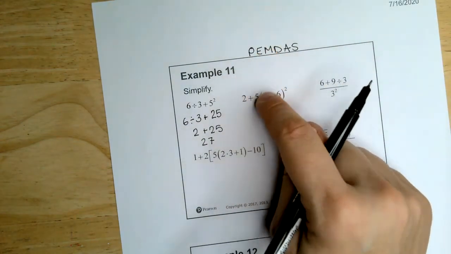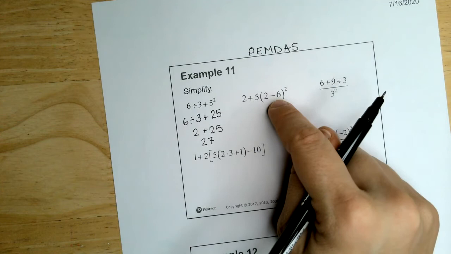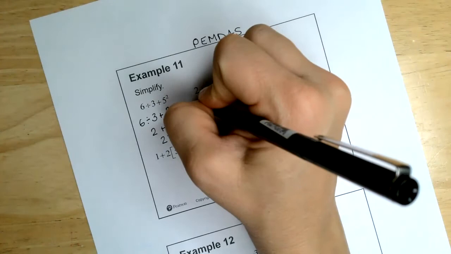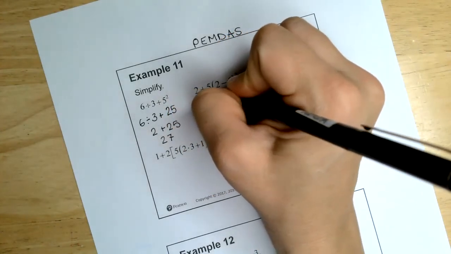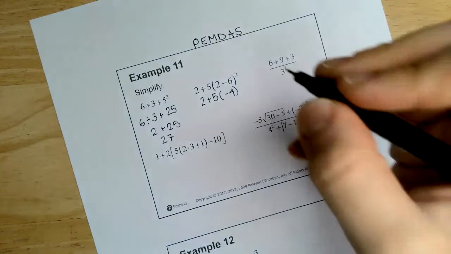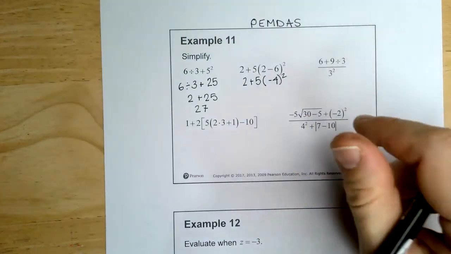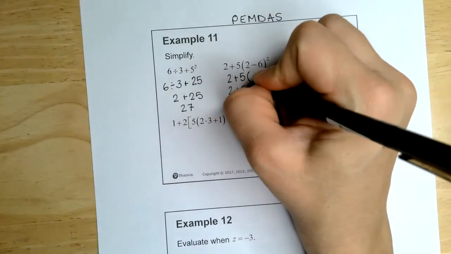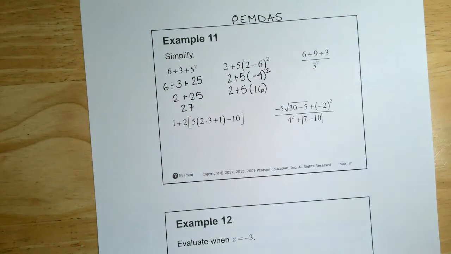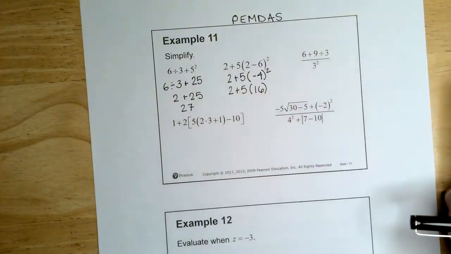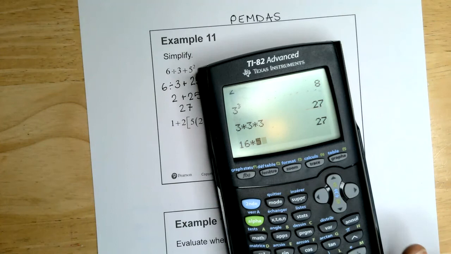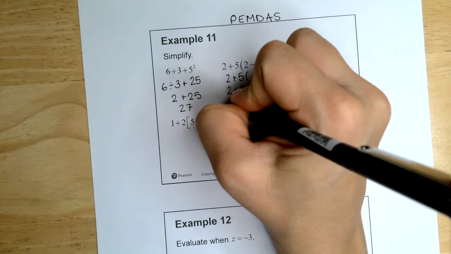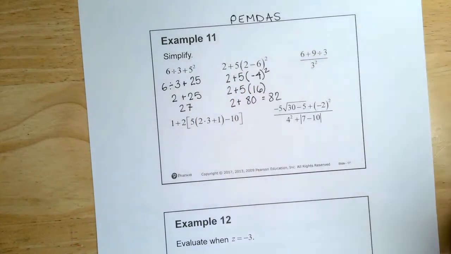All right, here we have addition, parentheses, and an exponent. We need to do the parentheses before the exponent. So we say 2 plus 5 times negative 4 squared. Now I'm going to take that negative 4 and square it. So it's 2 plus 5 times 16. I'm going to multiply before I add. 16 times 5 is 80. Plus 2 is 82.